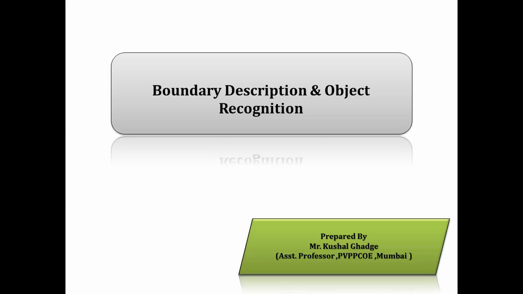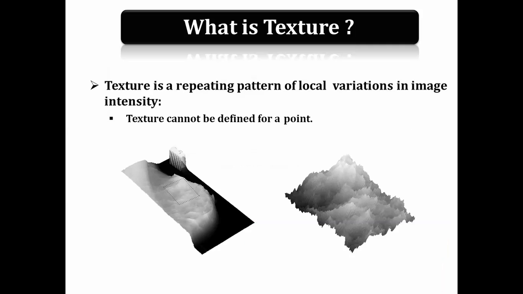Okay. So this module is divided into two types, that is texture recognition, or how to extract the features from the texture, and the object recognition based upon the knowledge. Okay. Now what is the texture?